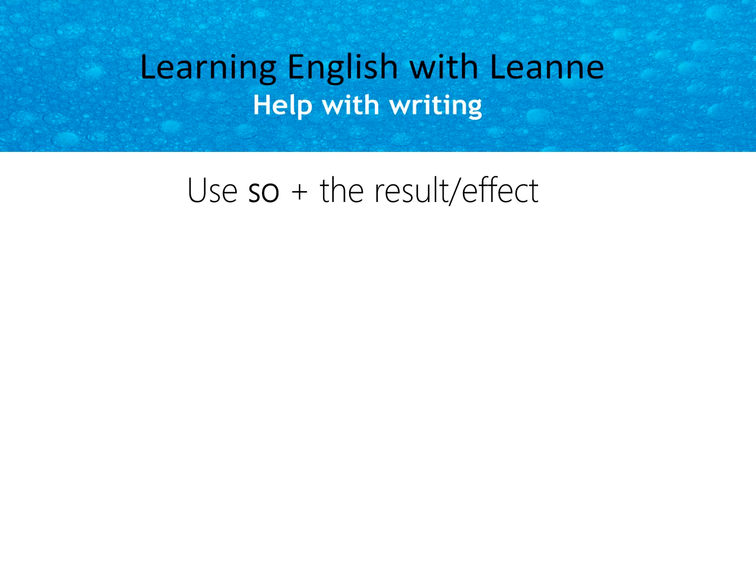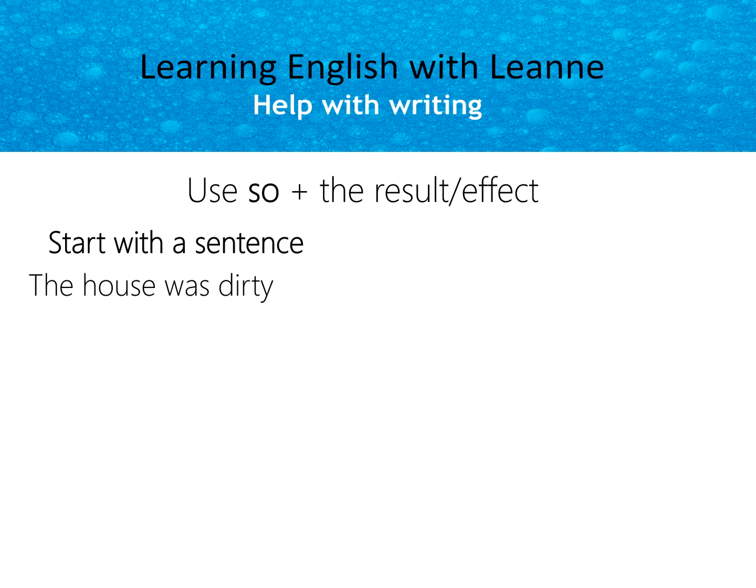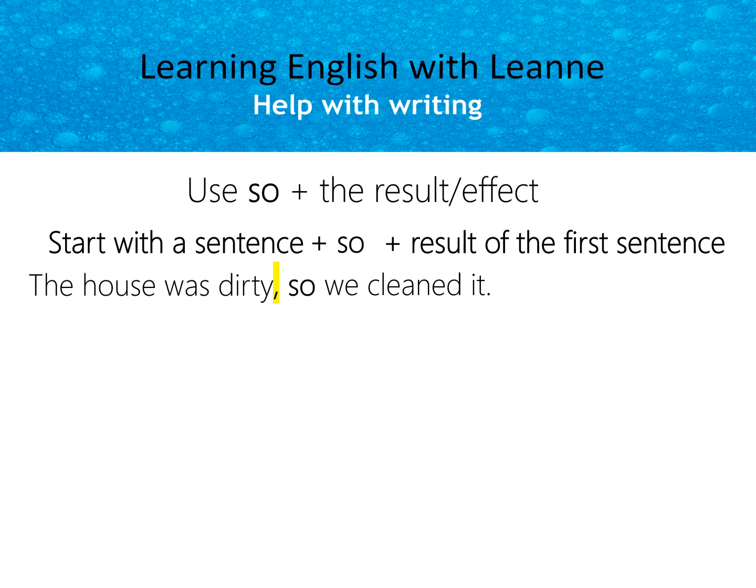So we use so to add more to our sentence and give the result or the effect of the action. So let's look at some examples. First, we start with a sentence. The house was dirty. We use so, and then we want to add the result of the first sentence, the result of the dirty house. What was the result? What did we do because the house was dirty? We cleaned it. The result of a dirty house is we cleaned it.